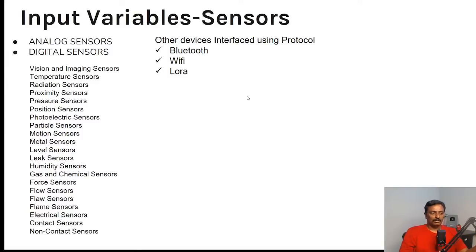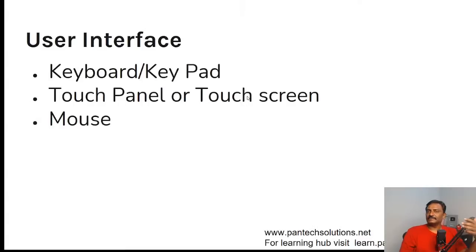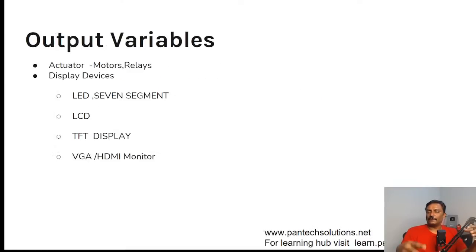For the user interface, you have keyboard, keypad, touch panel, and mouse. For output variables, you have display devices like 7-segment display, or even a simple LED, or a TFT display, or a VGA monitor or an HDMI monitor. So these are all the output devices.